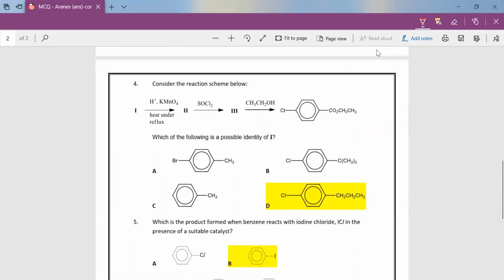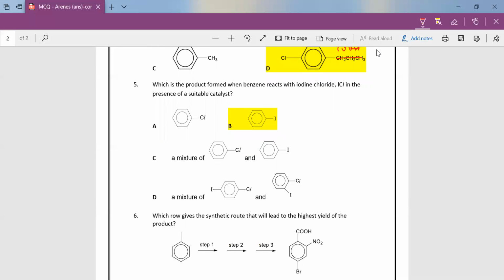Okay, so question 4, which of the following is a possible identity of 1? So if you put option D as 1, what will happen in the first step is you will oxidize this to carboxylic acid. Then after that, you will substitute the OH with a Cl here. And then after adding an ethanol, you will actually form the target molecule. All right, so D is correct.